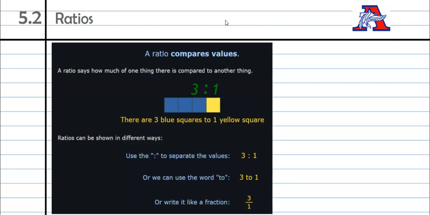You could also write ratios a couple different ways. You could use the colon like they did, or you could actually use the word to. You could say 3 to 1. Or you could write it like a fraction, 3/1. And we're going to use a little bit of all of these. So it's important to know that all 3 of those ways are just fine ways to talk about ratios.